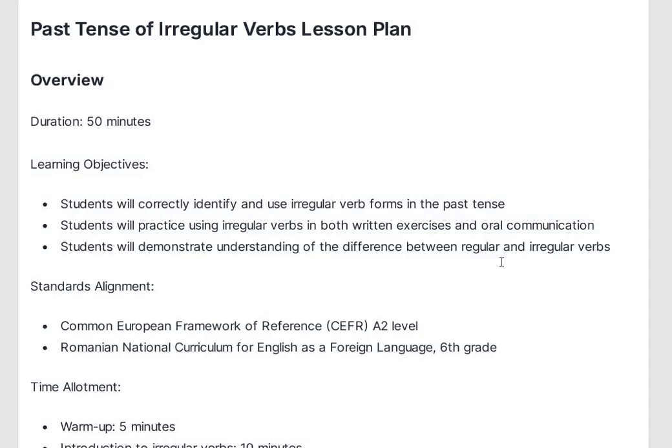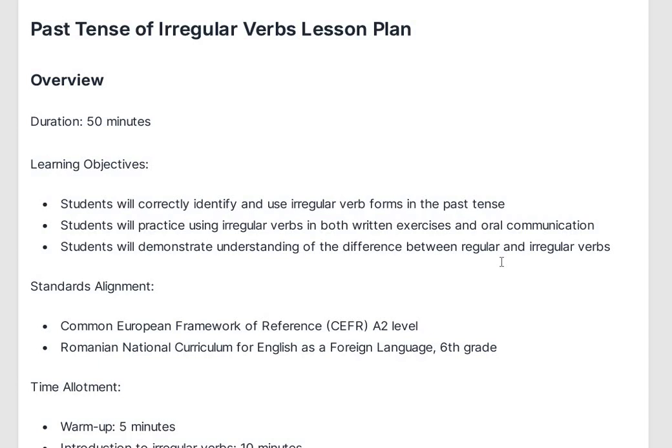Learning objectives. Students will correctly identify and use irregular verb forms in the past tense. Students will practice using irregular verbs in both written exercises and oral communication. Students will demonstrate understanding of the difference between regular and irregular verbs.